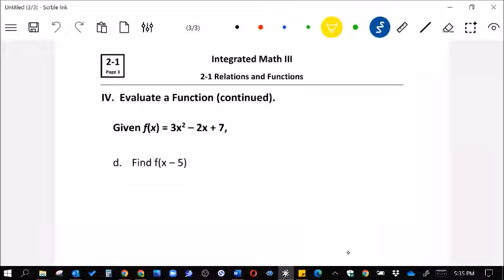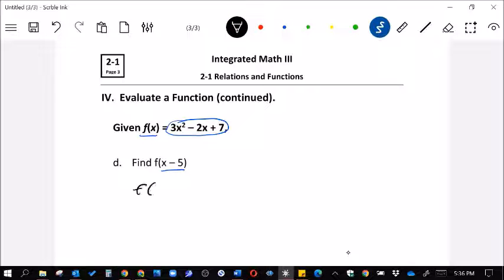Welcome. We're going to evaluate a function with a more complicated input value for it. So we're going to be given that f of x is equal to this polynomial, and we're going to find the f of a binomial. So watch what happens with that.